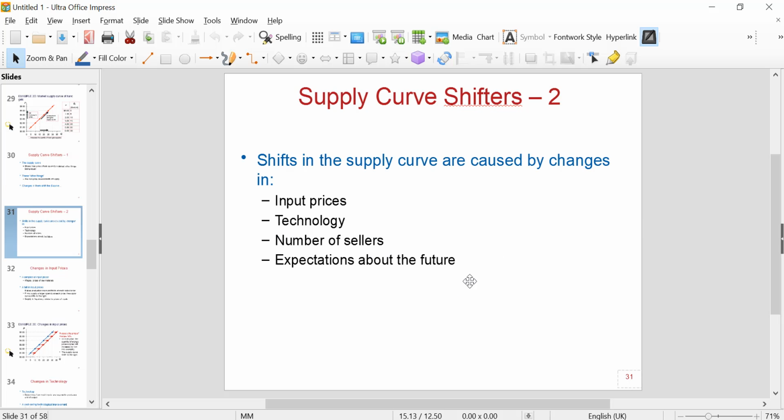Supply shifters: these are a few examples, and they are actually the main and important ones. Input prices: changes in input prices usually affect the supply. Technology: efficient technology usually induces more production. Number of sellers: depending on an increase or decrease in the number of sellers, there is also a shift in and out. And also expectations about the future. Let's give examples for each one.